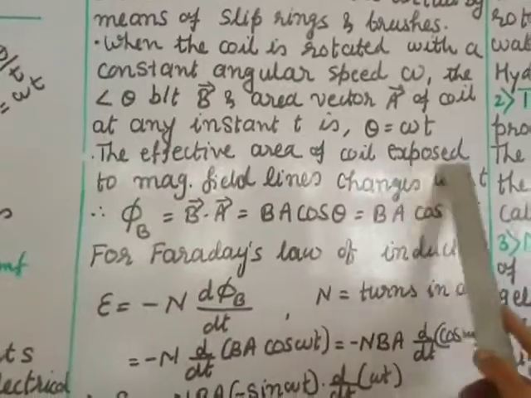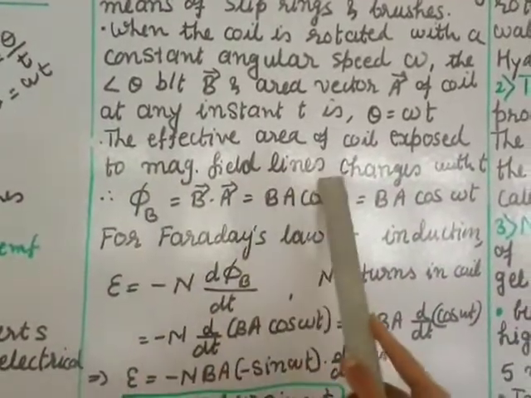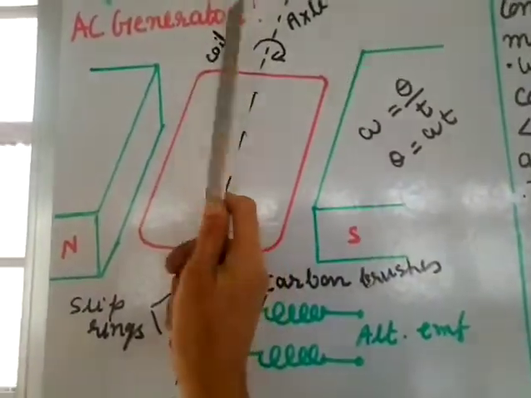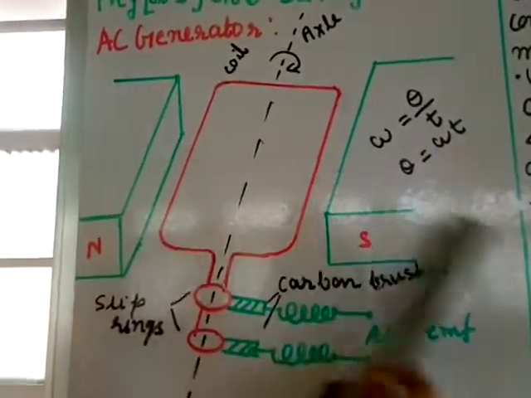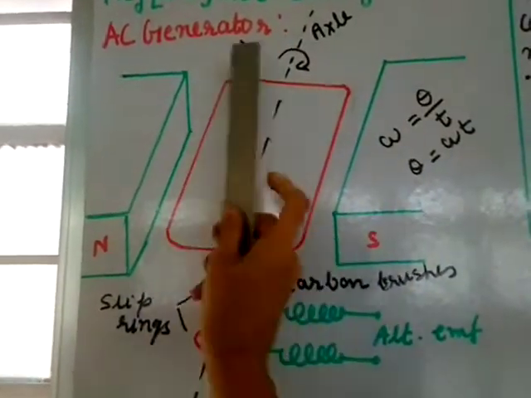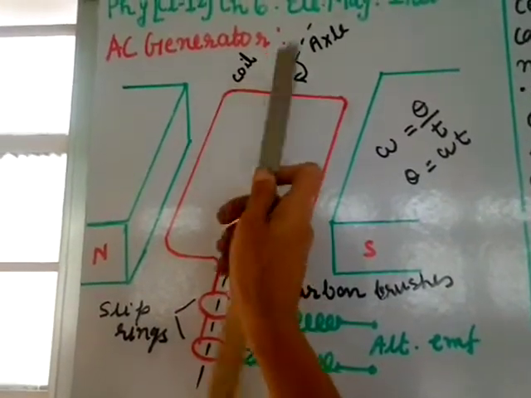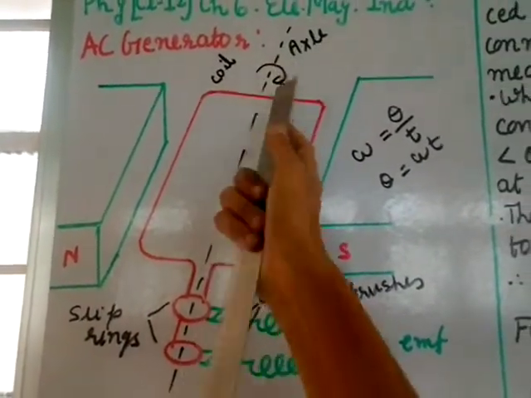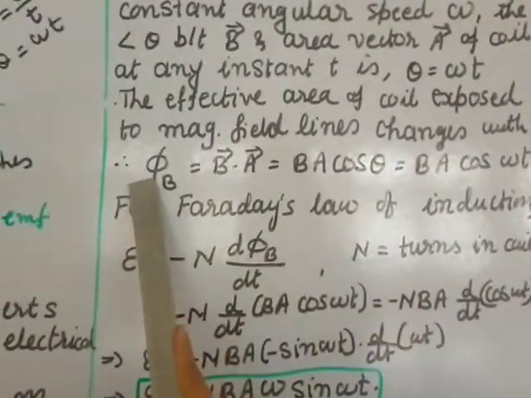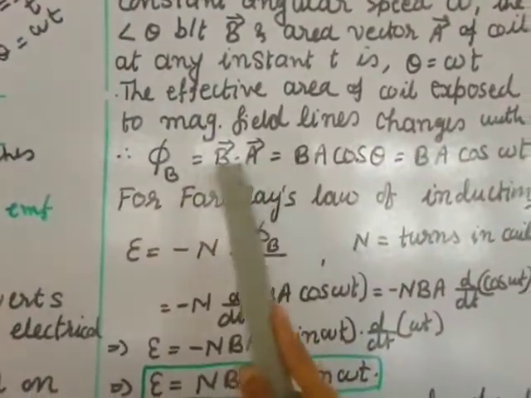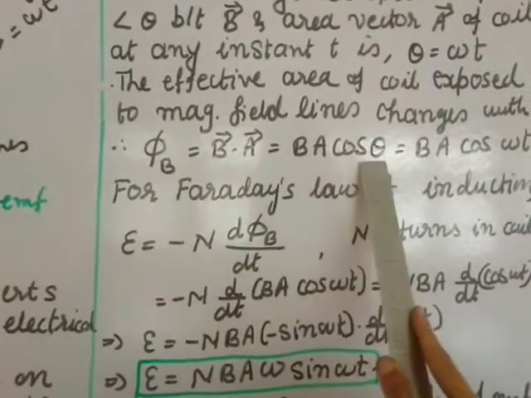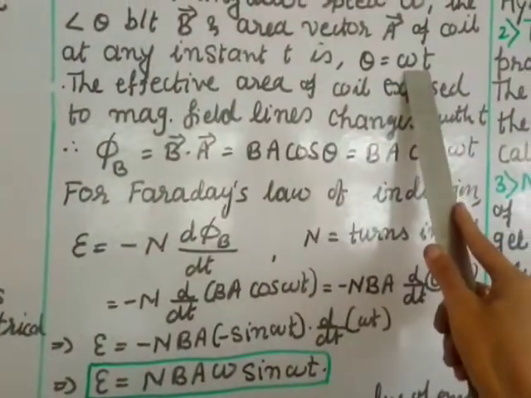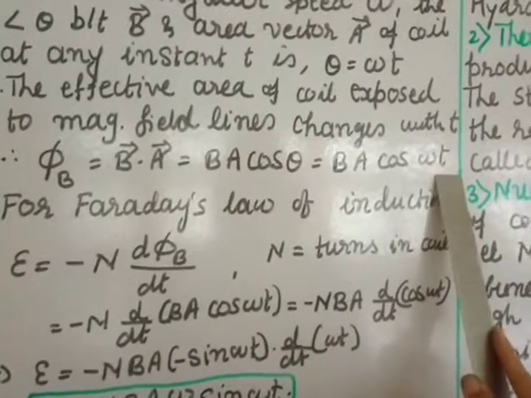The effective area of the coil exposed to magnetic field lines changes with time. So when it is rotating, the magnetic field lines are fixed, but the area is rotating, so the area which is exposed to these magnetic field lines changes with time. Phi B, we know, is given by B dot A, which means BA cos theta. Theta you put value omega t, so you write BA cos omega t.